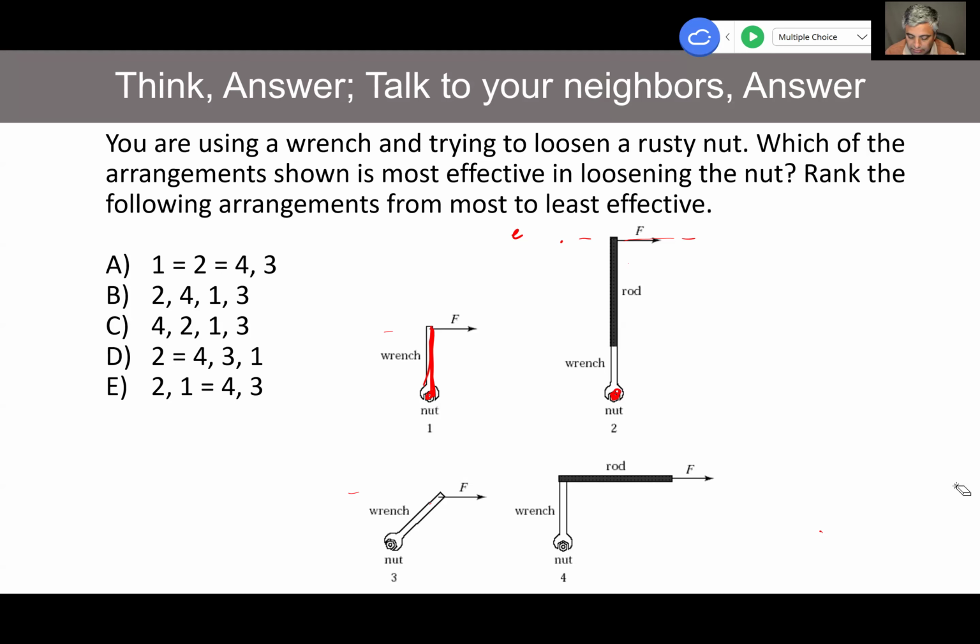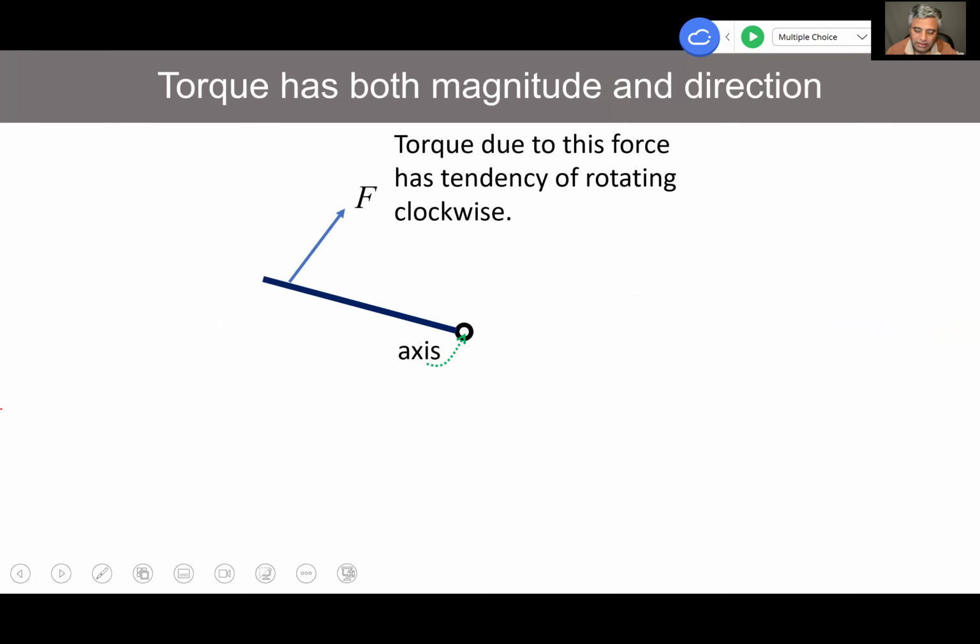Okay, then let's move on. So we learned how to find the value of the torque. Torque is a vector, which means it has both value and direction. We learned about value. Now let's learn about direction: how to find it and how to write it.